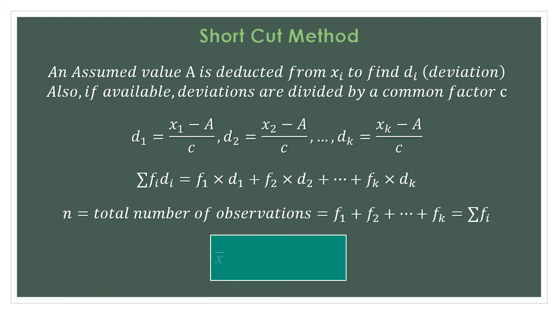So at the end, the formula here will be x bar is equal to a plus summation fi di divided by summation fi into c. As you can see, we are subtracting a, so in the formula we are adding a. We are dividing d with c, so in the formula we are multiplying d with c. So at the end everything is balanced.